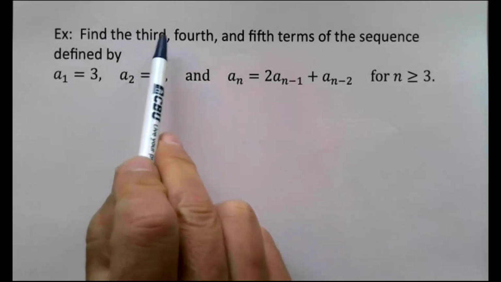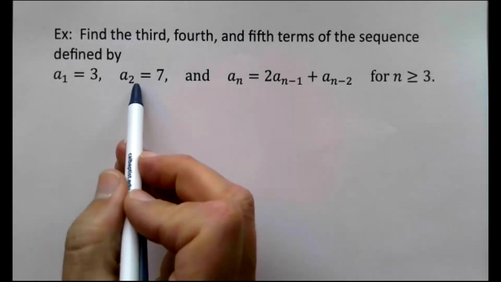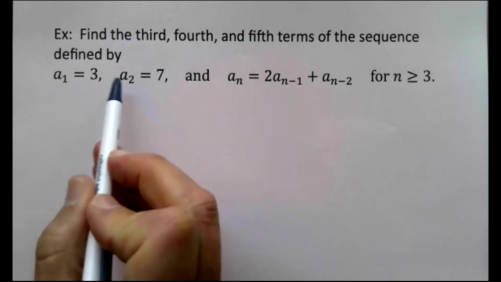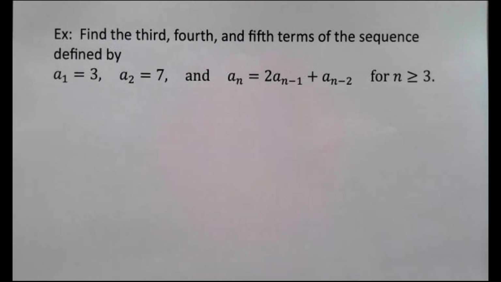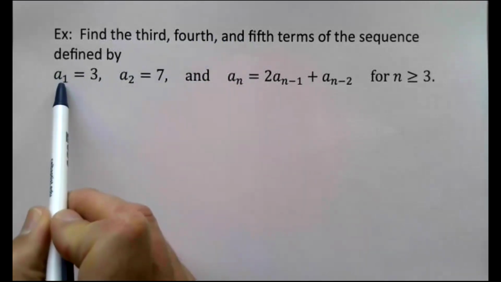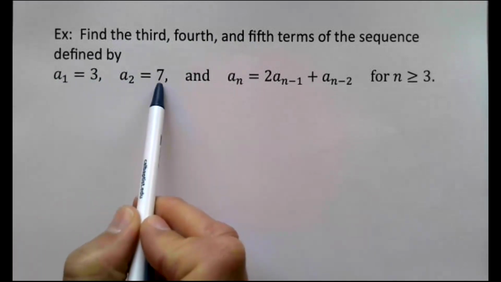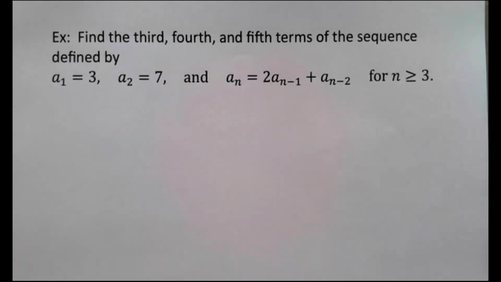They're asking me to find the third, fourth, and fifth terms of the sequence. They're not asking me to find the first and second terms because they already gave that to us. It's right here. They already gave us the first and second terms of the sequence. That's why we don't need to find it. We just need to find the next few, right? So what's the first term of the sequence? It's 3. What's the second term of the sequence? It's 7.